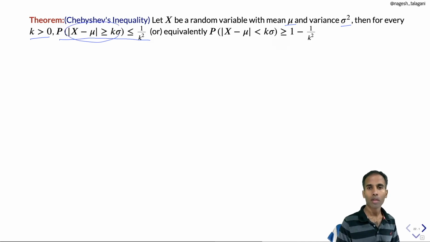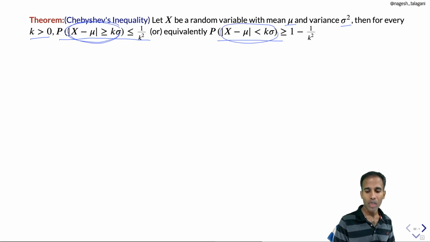Okay. Equivalently, we can also write this inequality: probability of mod X minus mu less than k sigma is always greater than or equal to 1 minus 1 by k square. Okay, this actually follows from this inequality because this event is the complement of this event. So using Chebyshev's inequality, we can give lower bounds for this type of events. Okay, let's prove this. Again, we are going to use Markov's inequality here.